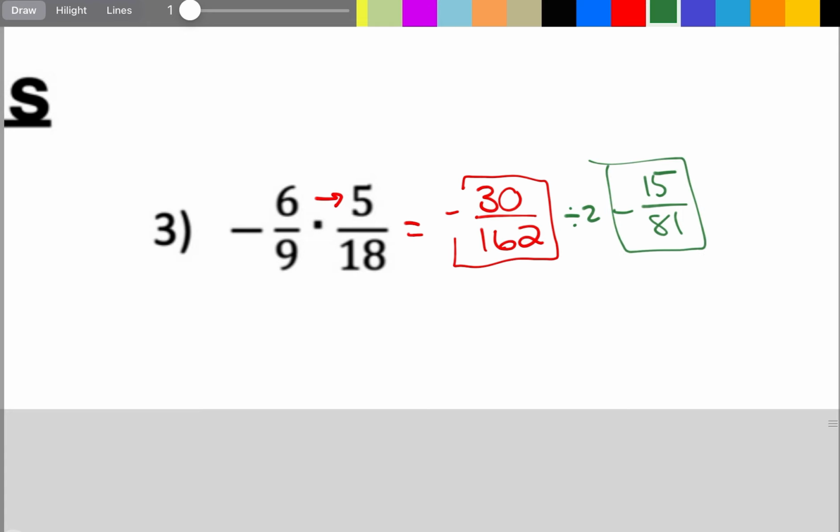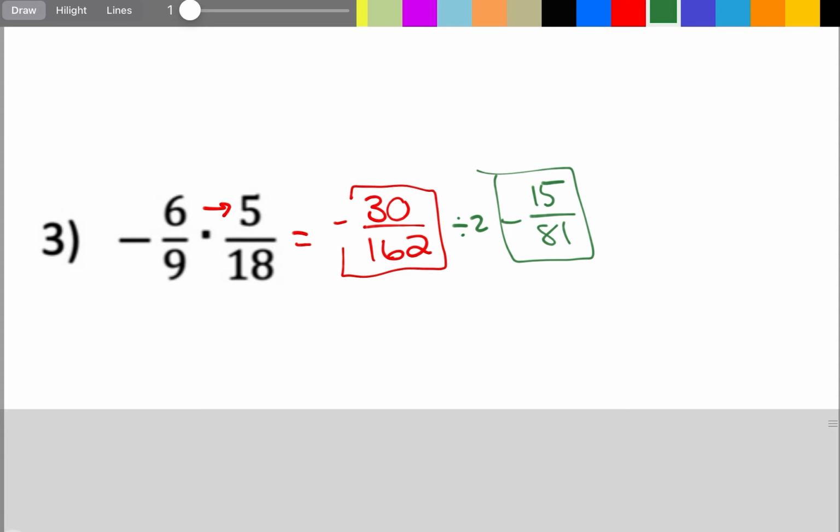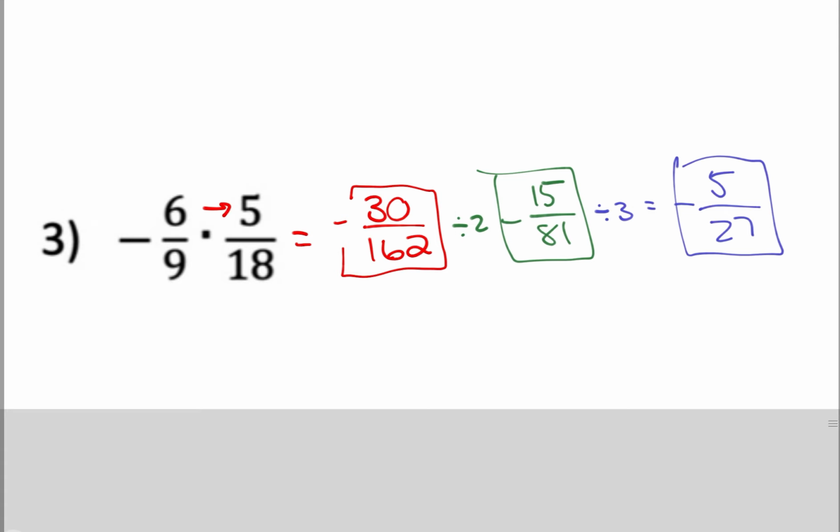And now that I'm looking at it, I'm like, maybe I can go a little bit further. 15 and 81, I can divide both of those by 3. If I divide them both by 3, I should end up with a 5 up top and a 27 on the bottom. Again, just using my calculator, I can get this, okay? So because we divided by 2 and we divided by 3, I'm pretty sure the GCF for 30 and 162 is 6. 3 times 2. If we just divide this by 6, we could skip this one and go all the way here, okay? We can go all the way here.